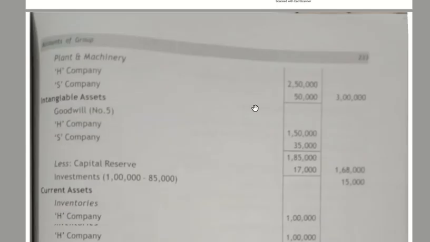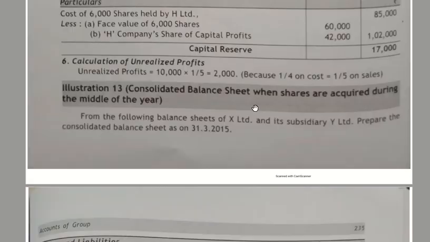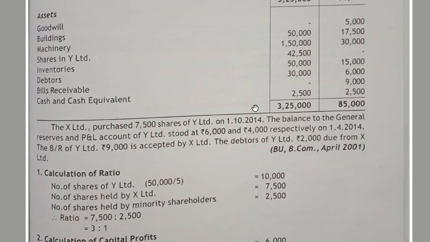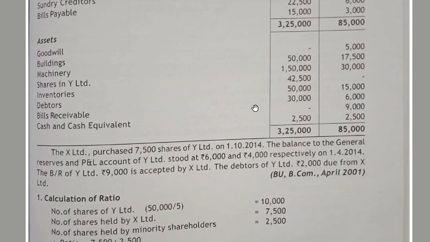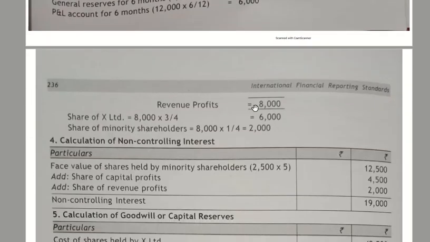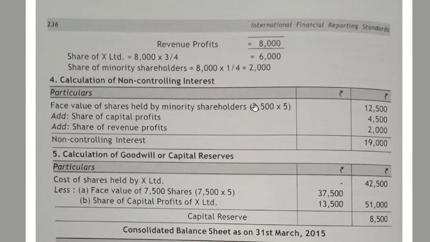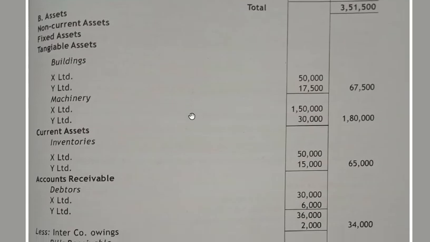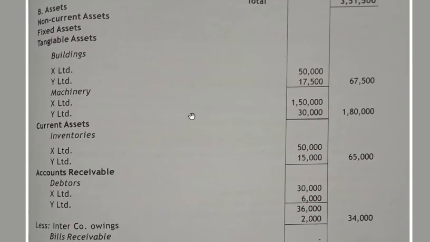If you see the next problem, which is your 14th problem, I'm sorry, 13th problem, in this there is again goodwill and there is again capital reserve 8,500. In this, the goodwill is lesser than the capital reserve. So in reserves and surplus, you will take your capital reserve and you will minus your goodwill of 5,000, which is from your subsidiary company. And in your asset side, you will not take your goodwill.